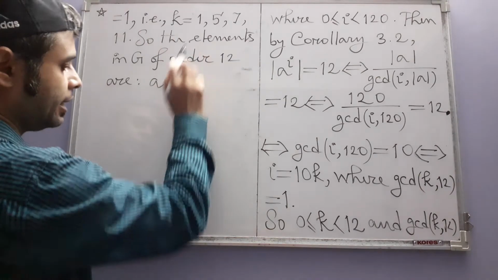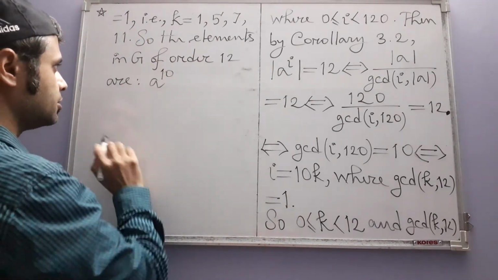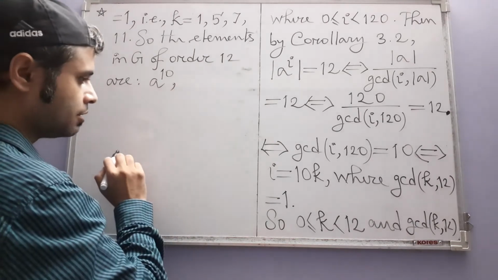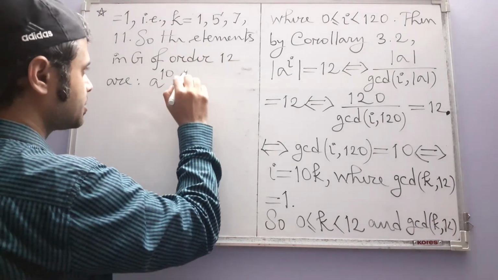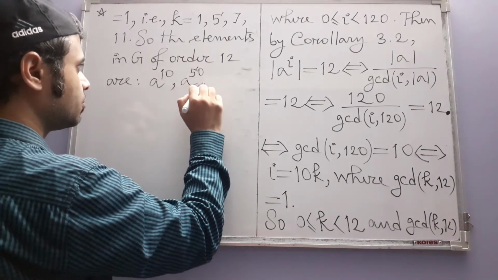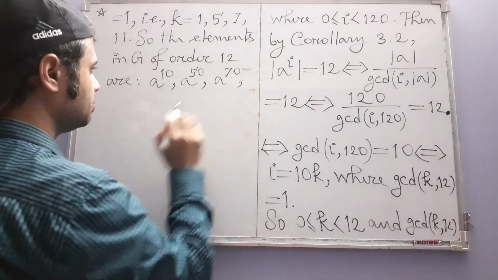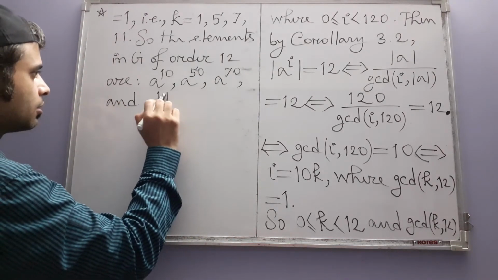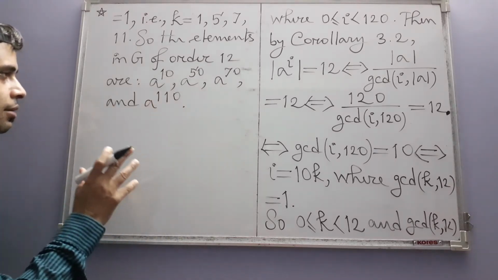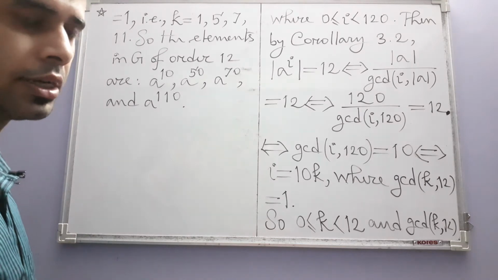So when k is 1, you get 10. This is one element whose order is 12. Then when k is 5, you get 50, then 70 and 110. So these are precisely the elements in G whose orders all equal 12.